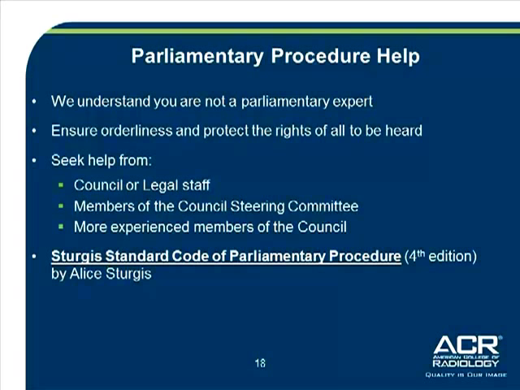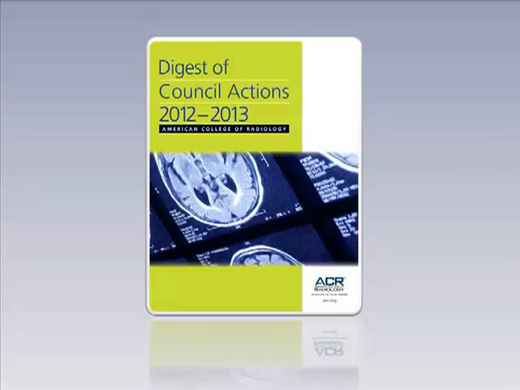For those more adventurous councilors who are interested in learning more, you may pick up a copy of the Sturgis Standard Code of Parliamentary Procedure, 4th edition, by Alice Sturgis. The final reflection of all actions taken by the Council during its annual meeting is published in the Digest of Council Actions. This resource is updated following the annual meeting and published on the ACR and AMCLC websites.